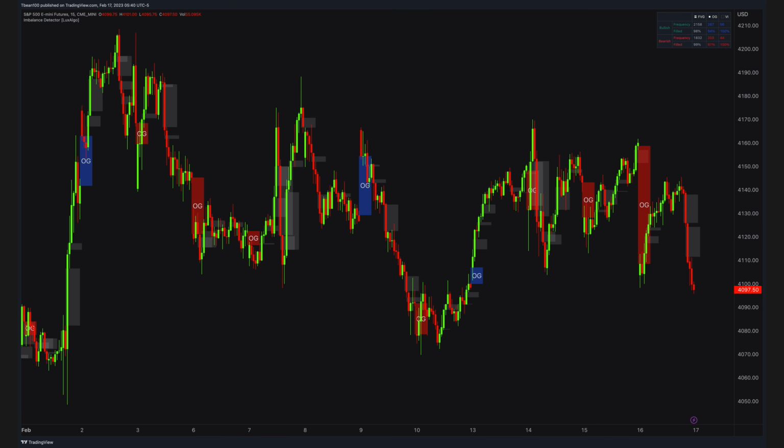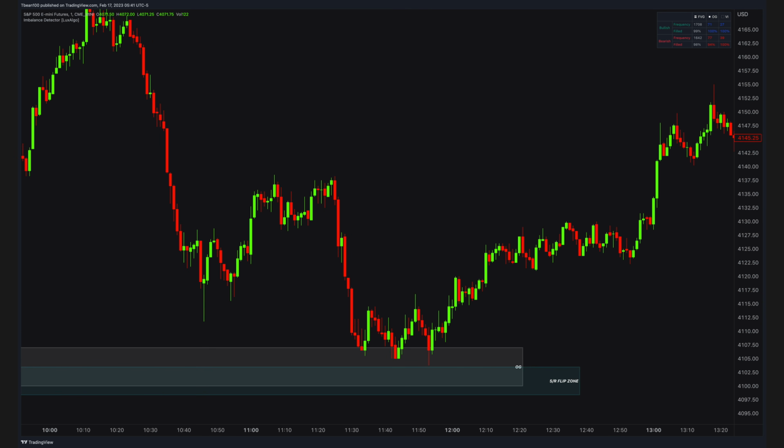Here are the S&P 500 mini futures with the opening gaps. I want you to notice this gap, marked as OG. But OG is not enough. What else is there? What else do we have? Any other price action structure? It's a strong SR flip area, as you can see. Let's zoom in on the area and confirm any possible structure shift.